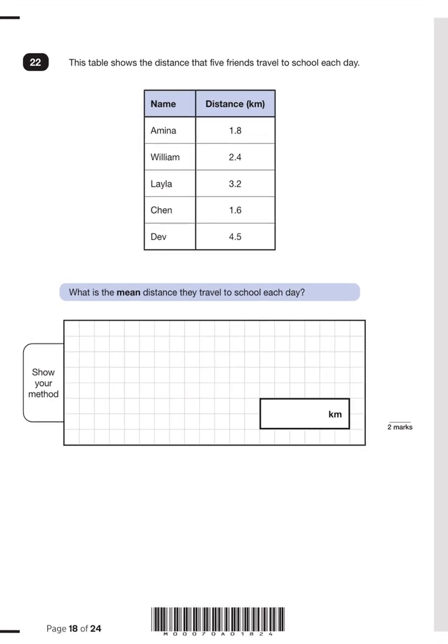Number 22. This table shows the distance that 5 friends travel to school each day. What is the mean distance they travel to school each day? So we need to add up all the numbers, then divide by the number of numbers. So 5. So let's make this easier. 8 and I want to get to 10. 8 and 2 makes 10. So I'm going to add these two first. So 8 and 2 will make a whole. 0.8 plus 0.2 is 1. 1 and 3 is 4. 4 and that 1 is 5.